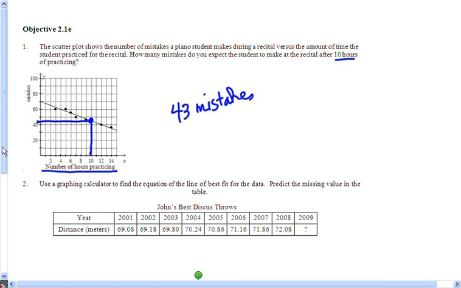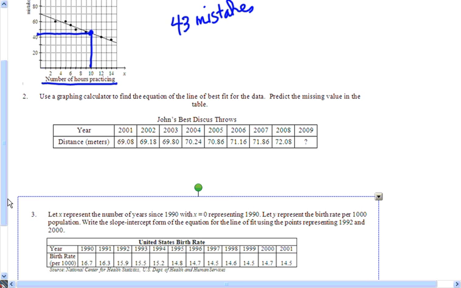All right, number 2 says use a graphing calculator to find the equation of the line of best fit for the data, predict the missing value in the table. Whenever you deal with years, it's a lot easier to not have to put that whole great big year in your calculator. So let's say we're starting at the year 2000 and we're going to just say how many years since the year 2000 do we have. So we're just going to put in a 1, a 2, a 3, a 4, a 5, 6, 7, 8. And we're not going to enter this because this is the value we're going to predict. We're going to try and come up with an equation to predict that missing value.